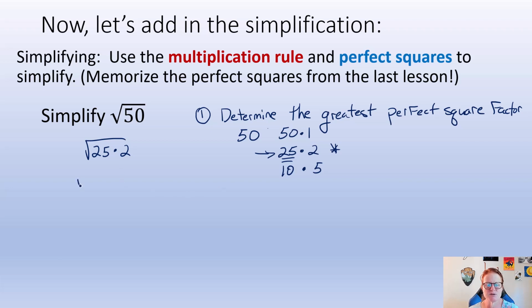Now this means I have the square root of 25 times the square root of 2. Those are my rules. I'm allowed to break it apart like that. Well, the square root of 25 is just 5. So I can't do anything with the square root of 2. It is a surd. Okay, this is a surd. It's irrational. So my final answer is 5 square root of 2.